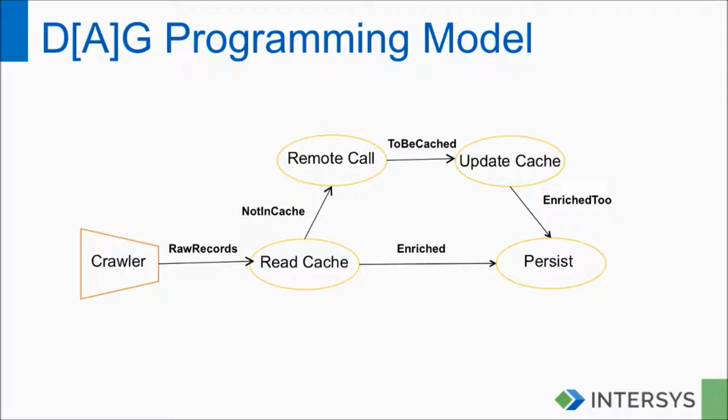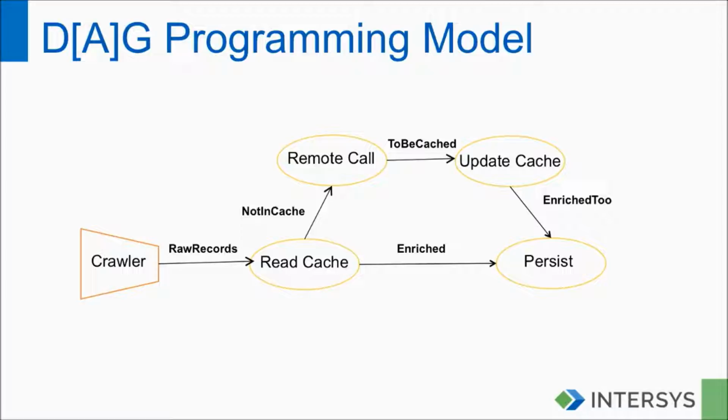The other 4 components are called bolts. They're the golden ovals, or whatever that color is. And each performs one of the tasks necessary to implement the overall application. For example, the read cache bolt checks to see if the data we want to get from an external call has already been read and stored in the cache. If so, the read cache bolt enriches the record with the data in the cache and writes the record to the stream named enriched for subsequent processing by the persist bolt.